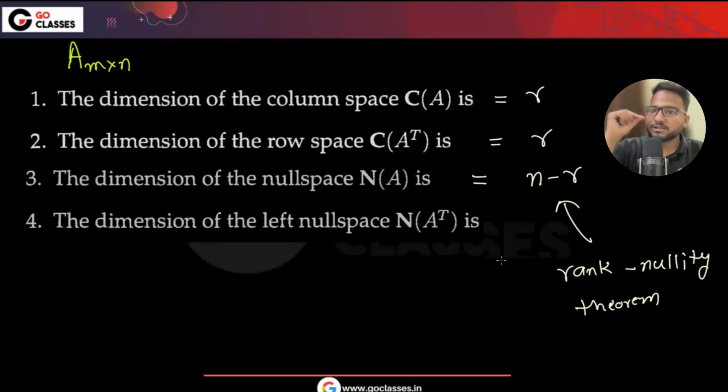Okay, so what is this? Yeah, Diksha and Aditya have given the correct answer. So this is M minus R. Let me just tell you why. See, let's look at it from the perspective of A transpose.